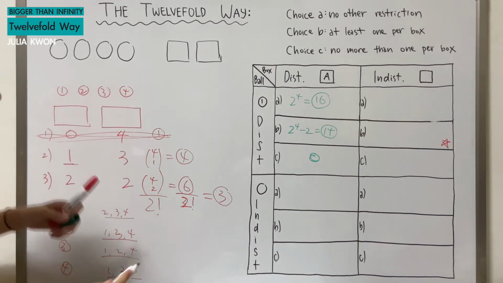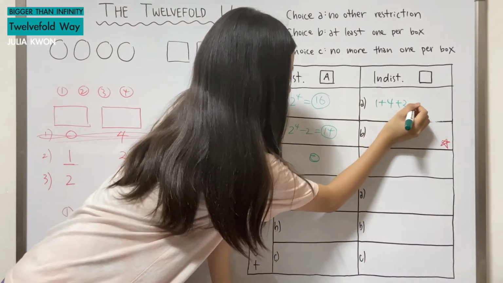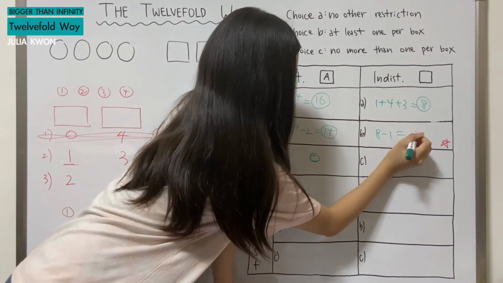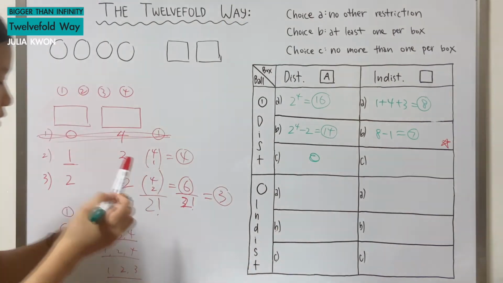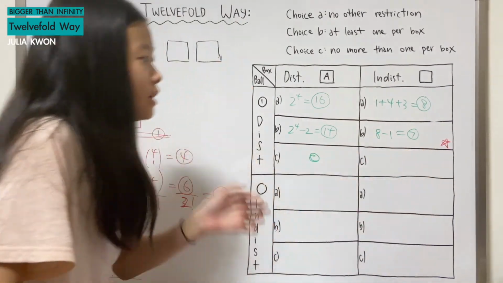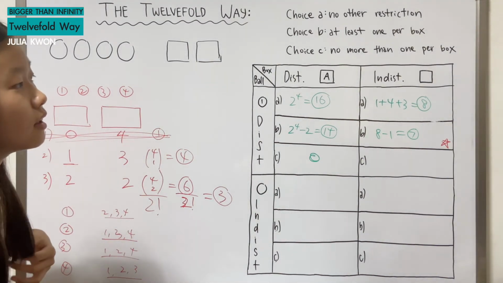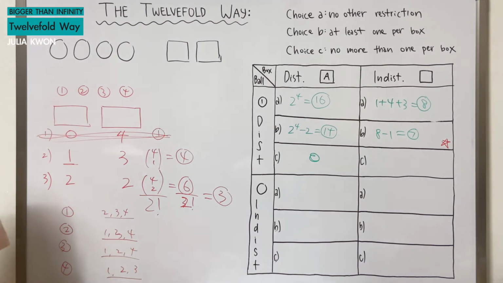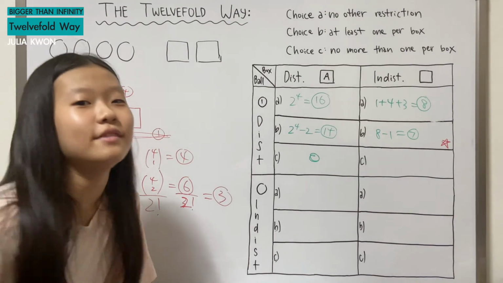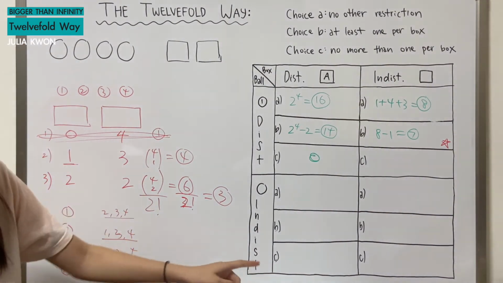For A would have been 1 plus 4 plus 3, which is equal to 8. And B would have been 8 minus 1, which is equal to 7. And the reason I put a star here is because number B is the Stirling problem of the second kind, and my brother David will be making a video of that problem.